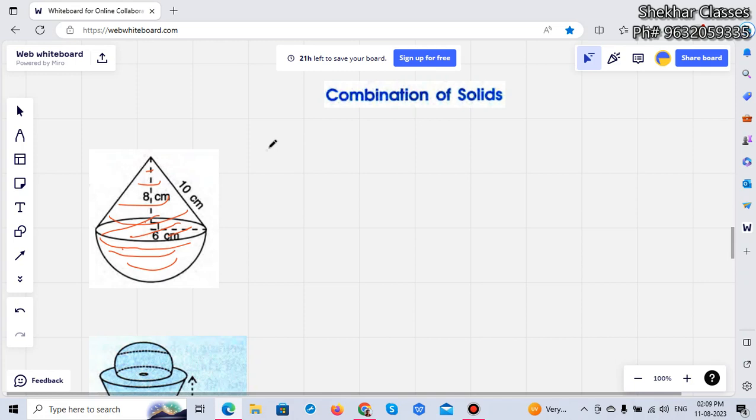So what is the formula for the curved surface area of the hemisphere? We can say curved surface area of hemisphere plus curved surface area of cone. So what is the curved surface area of the hemisphere? 2 pi r square. What is the curved surface area of the cone?